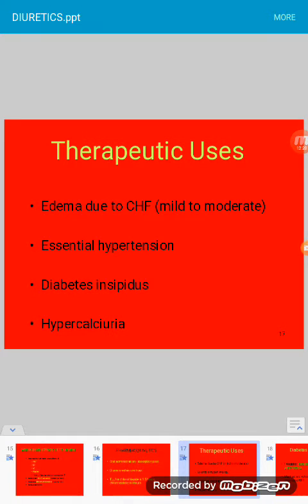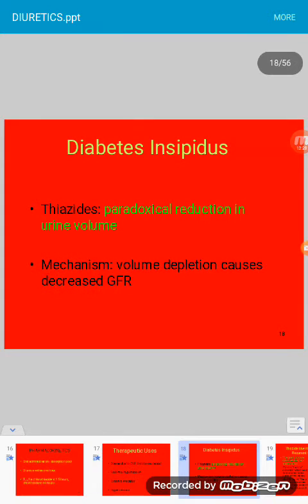The next is hypercalciuria. These are a few indications for thiazide diuretics. And diabetes insipidus. So paradoxical reduction, how? Explain.